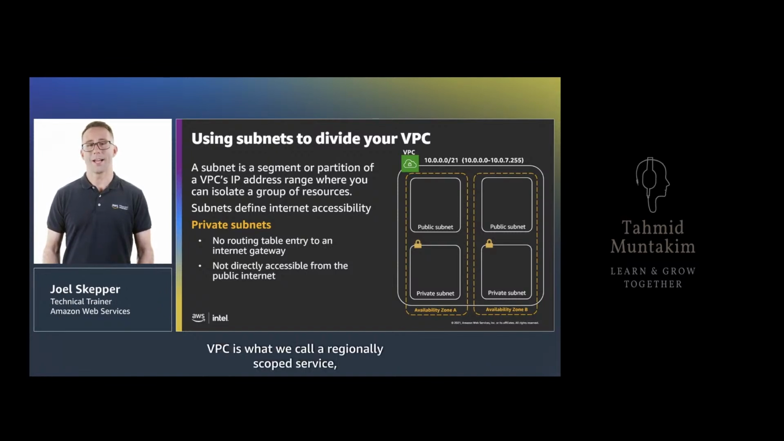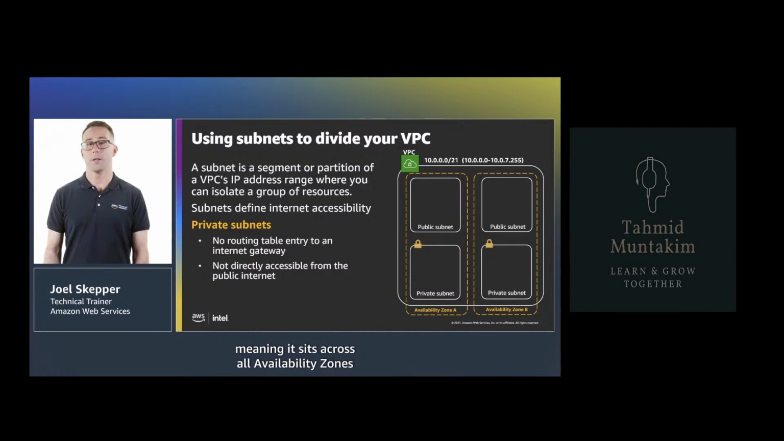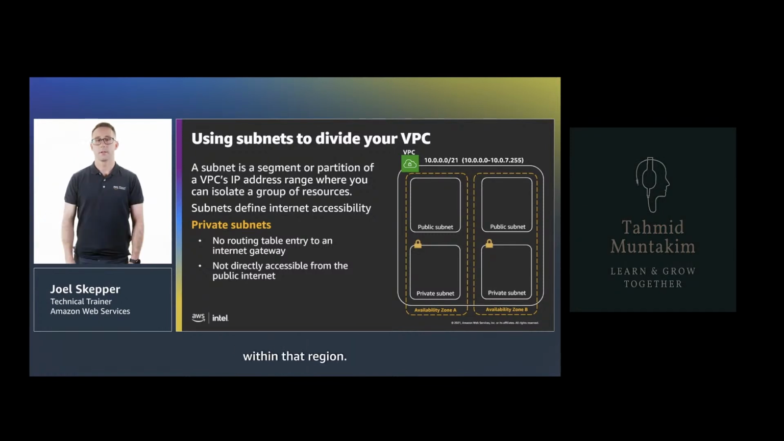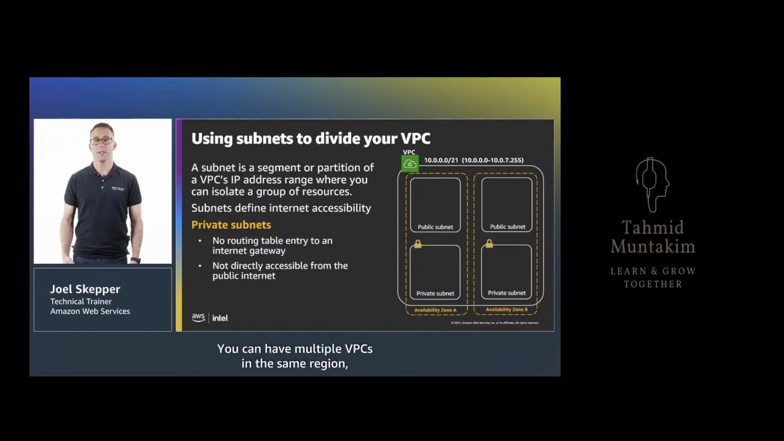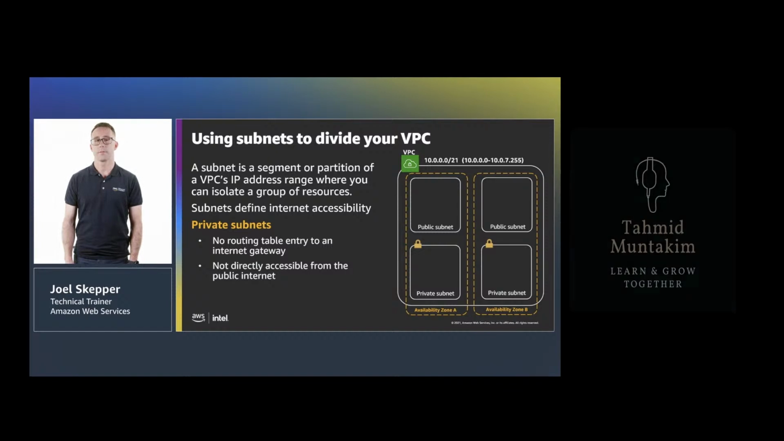VPC is what we call a regionally scoped service, meaning it sits across all availability zones within that region. Subnets are availability zone scoped, meaning they sit in individual availability zones. However, you can have multiple subnets in different availability zones in a single VPC. You can have multiple VPCs in the same region, or different regions for that matter. However, you cannot have a single VPC span multiple regions.